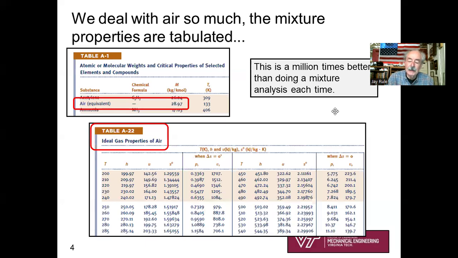And we use it so much that as engineers, we have built property tables that do the mixture analysis for you, so you don't have to do it every single time you have an engineering problem with air. So anyway, you see air, here's the molecular weight of air, 28.97. You fully understand where we get this 28.97. It's a mixture of nitrogen and oxygen and some other ideal gases. And in fact, we have thermodynamic property tables of dry air, table A22, that you've used a lot.